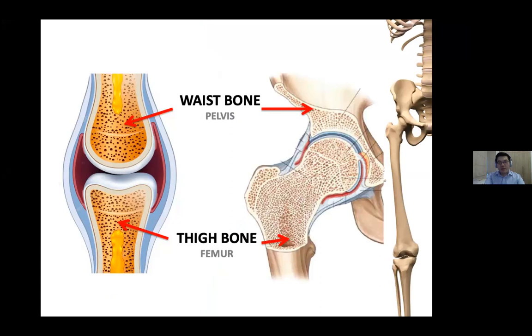In this case, the top bone is the waist bone or the pelvis. That's what you can see over here, the pelvis. This is a cross-sectional view, and this is a 3D model. So you can see the pelvis is on top. And then below is the thigh bone, or what we call the femur. The thigh bone is in this type of shape, while the pelvis is in this type of shape. So essentially, it's like a ball with a cup socket, and that's what the hip joint is.